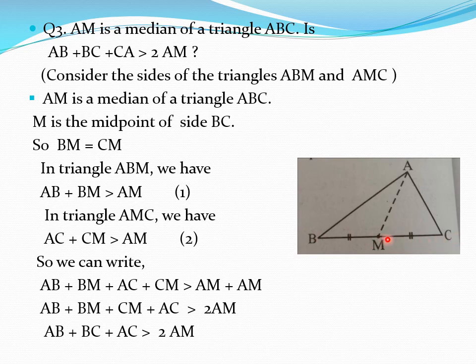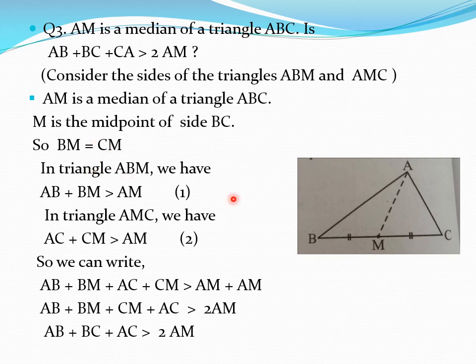Okay, so if M is the midpoint of BC, we can say BM is equal to MC. If BC is 12 centimeter, then BM is 6 centimeter and MC will also be 6 centimeter. That is the meaning of median. The line connecting the vertex to the opposite side divides that side into two equal parts. BM and MC are equal in length. That is the meaning of median. So here it is written BM is equal to CM because M is the midpoint of the side BC.